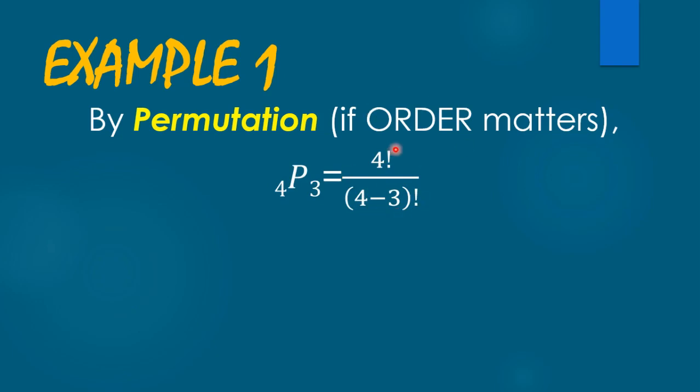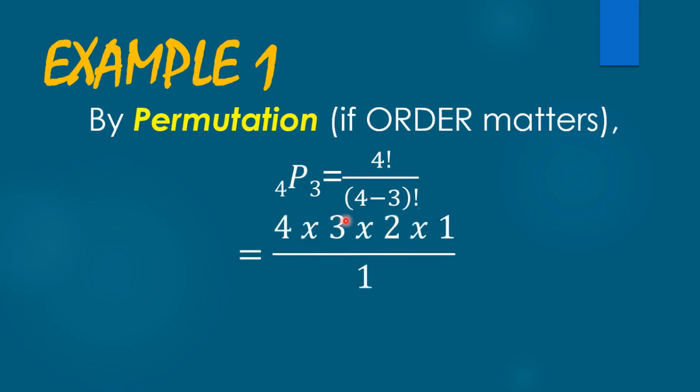Simplifying this, our 4 factorial will be equal to 4 times 3 times 2 times 1. And 4 minus 3 is equal to 1, taking 1 factorial, that is equal to 1. So we have 4 times 3 is 12, times 2 is 24, times 1 is still equal to 24 ways.